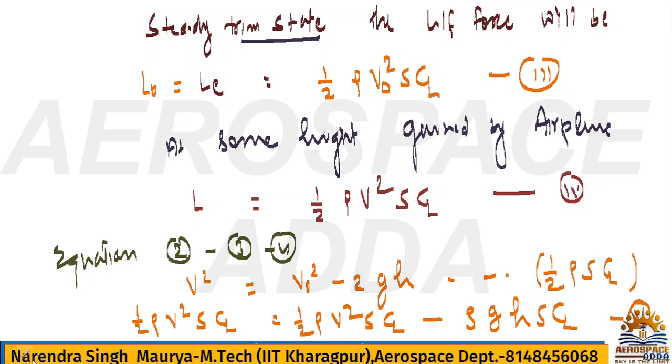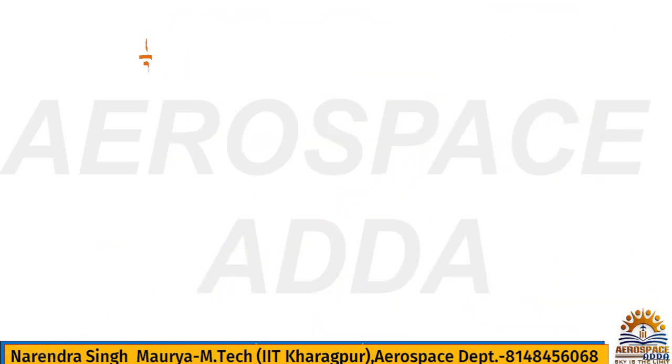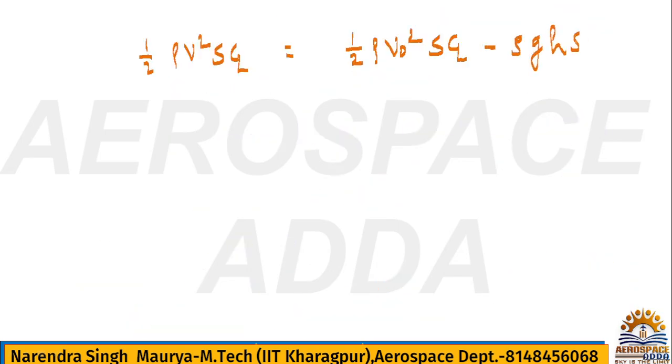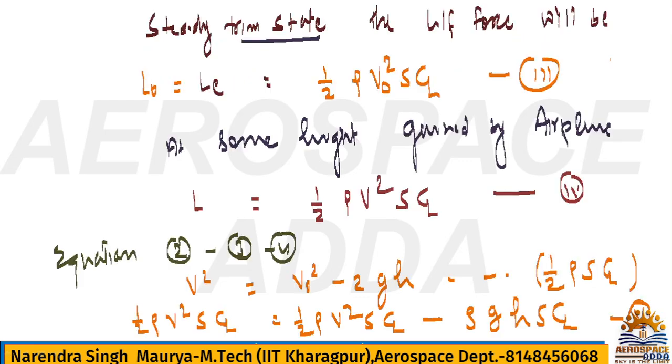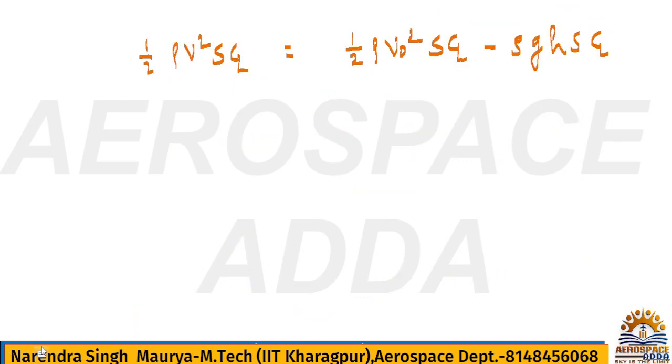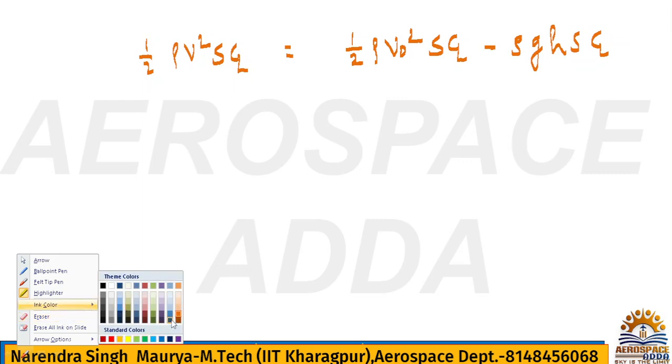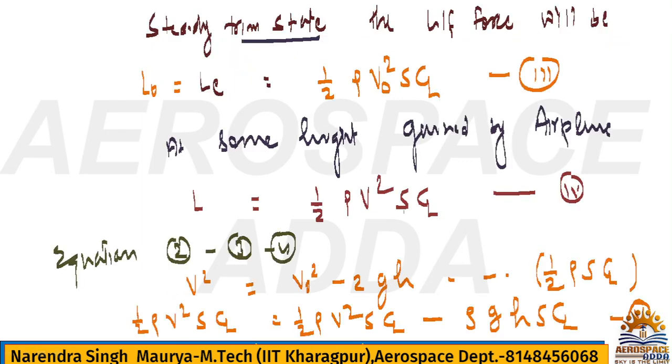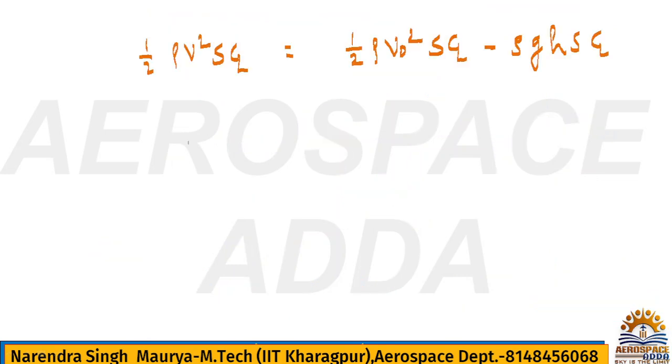Now we have to check here, we got half rho v square S CL, half rho v naught square S CL, minus rho g h S CL. Okay, this is the result now. Now check, you can get it on your own. What is the value of half rho v square S CL? Half rho v square S CL is nothing but L, right? So we can keep L here. What is half rho v naught square S CL? It is nothing but L naught, or you can write L_E, and this is nothing but rho g h S CL.